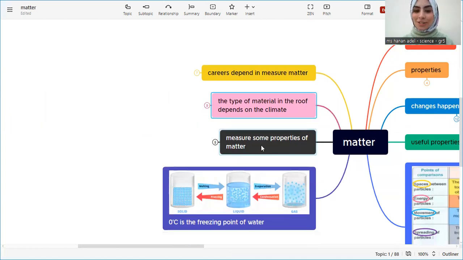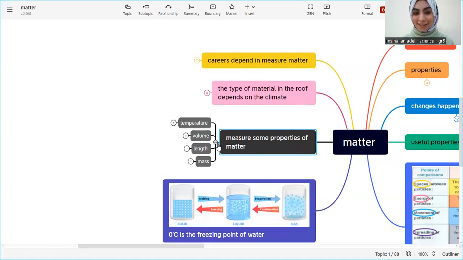The next one, which is measuring some properties of matter. We know we have many properties of matter and we studied them in this point here. So how can we measure these properties of matter using a specific tool? Like I can use the thermometer to measure the temperature, the degree of coldness or hotness, and we can use a measuring cup to measure the volume. We can also use the ruler and the measuring tape to measure the length, and the last one, we can use a balance to measure the mass.